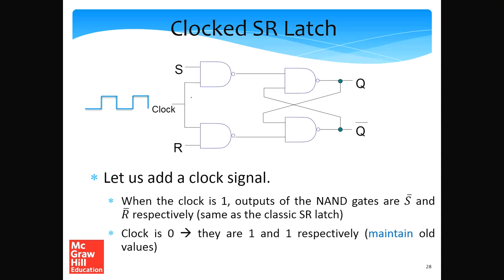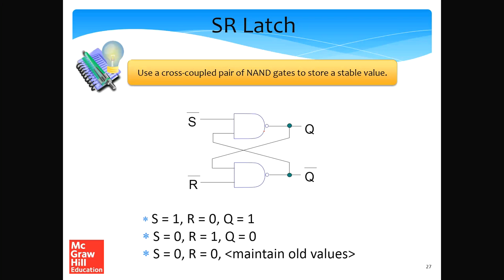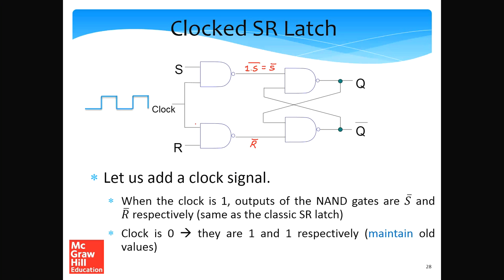So let's take a look at what exactly happens if I have an SR latch with a clock. When the clock is equal to 1, in a NAND gate, if any of the inputs is equal to 1, in this case, what will happen? The output over here is 1 ANDed with S complement, which is equal to S complement. Similarly, when the clock is 1, the output here is R bar. If I just go back to the previous slide, these are exactly the inputs that were given to an SR latch. So pretty much here, the same inputs are being given.